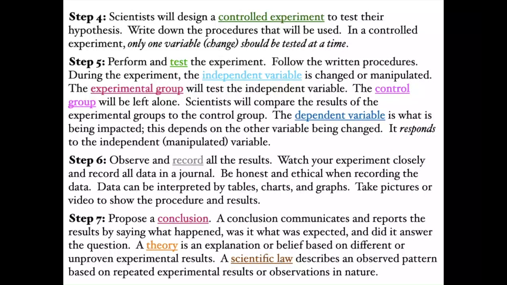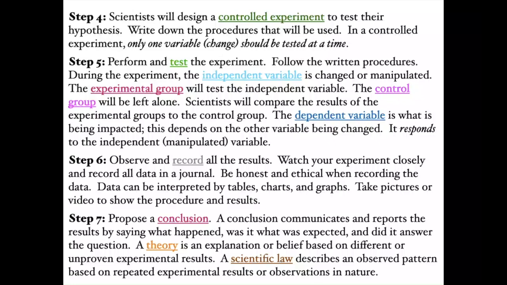Now, step 4 focuses on scientists creating an experiment. Now, specifically a controlled experiment. When we talk about a controlled experiment, we're talking about there's only one variable that will be tested. And when scientists start this experiment and they prepare, they're going to write down a set of procedures or steps that will be used. So procedures would be these step 1, step 2, step 3 of what you're going to do in the experiment. And remember, when we deal with a controlled experiment, there's only one variable, only one change that we're going to talk about, and we'll explain what that means in just a little bit.